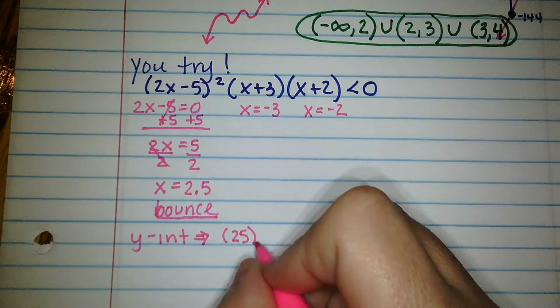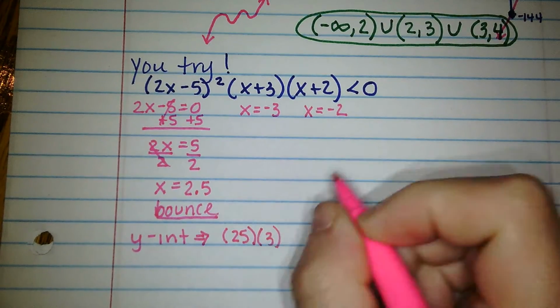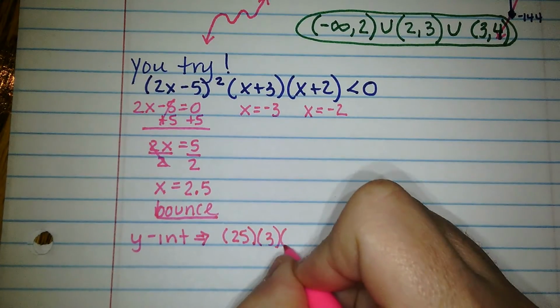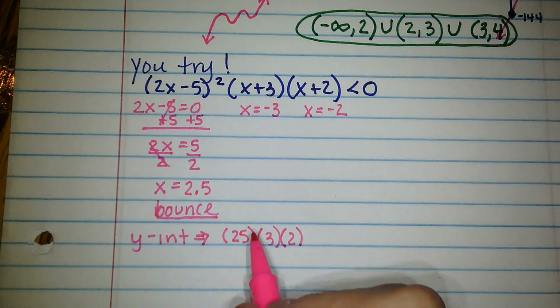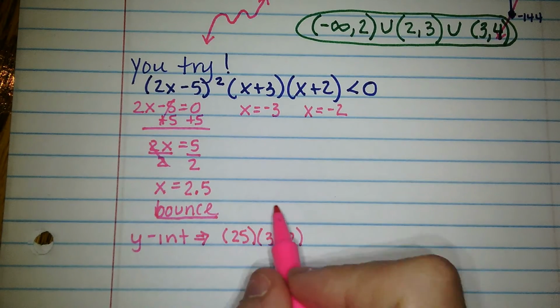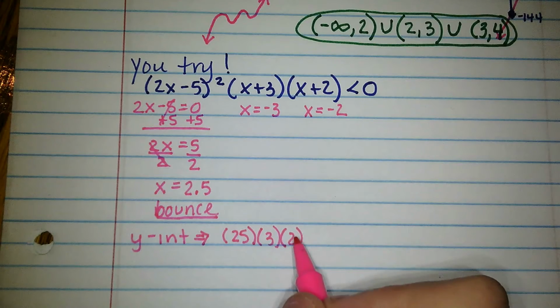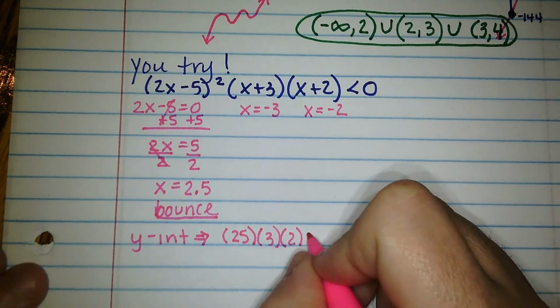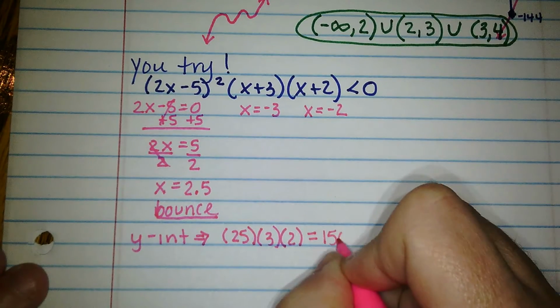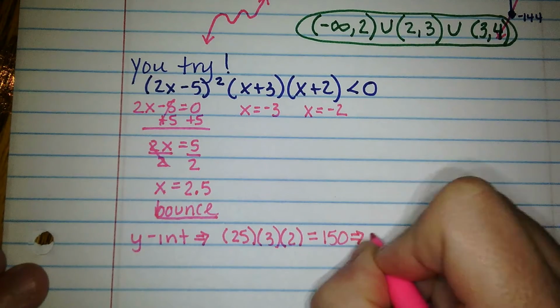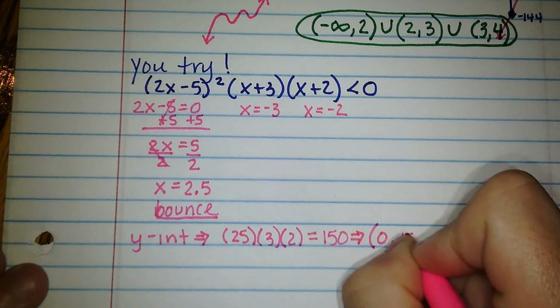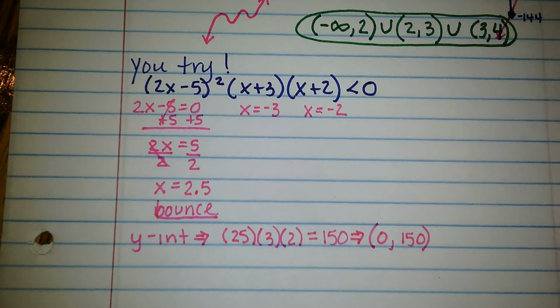0 plus 3 is 3. And 0 plus 2 is 2. So I've got 25. I'm going to do times 2 is 50. And 50 times 3 is 150. So that means that our y-intercept is (0, 150). So that's positive, which is kind of neat.